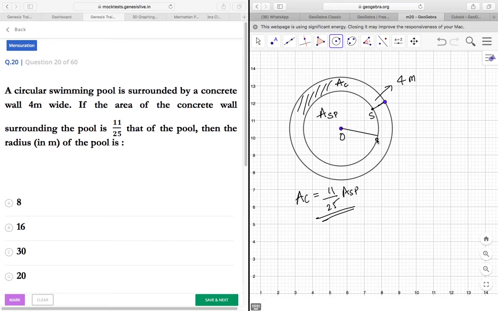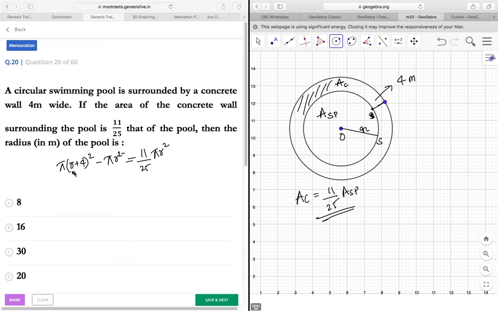Okay, let's say this is S and this is R, fine. How do I express this? What is this area of the concrete wall? I can write the area of the concrete wall as pi into (R plus 4) square minus pi R square. Hope you are following. This must be equal to 11 by 25 times the area of the pool, that is pi R square. So solve this.